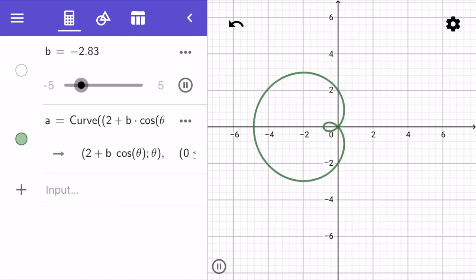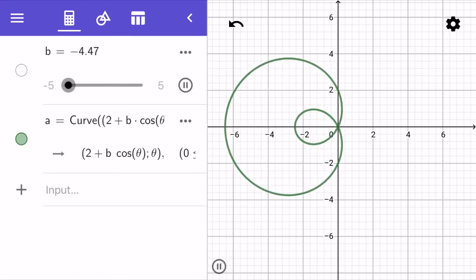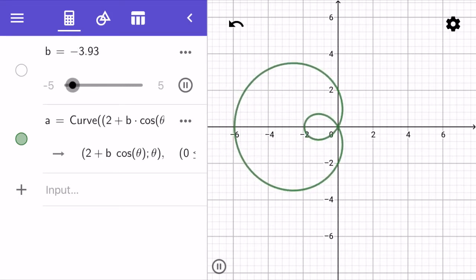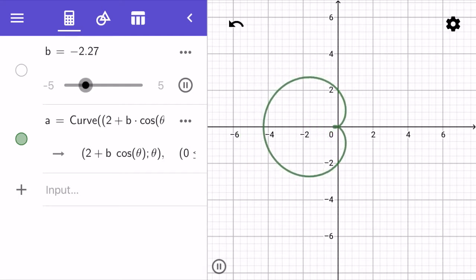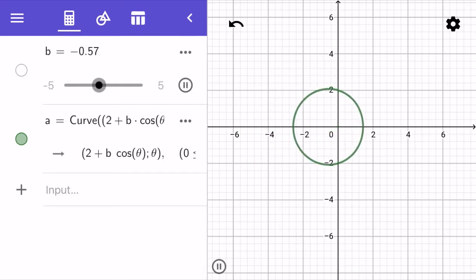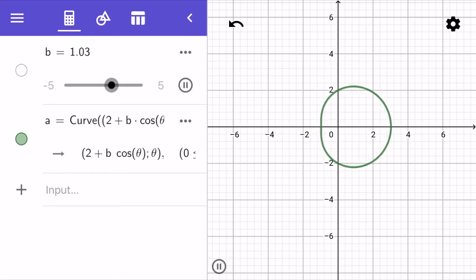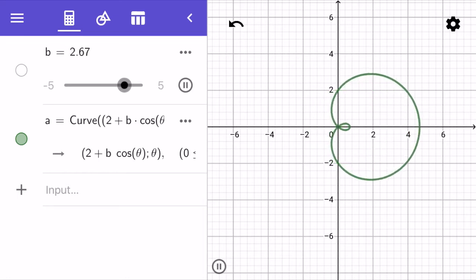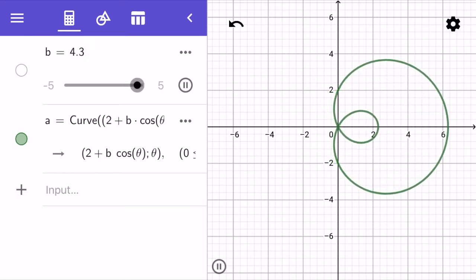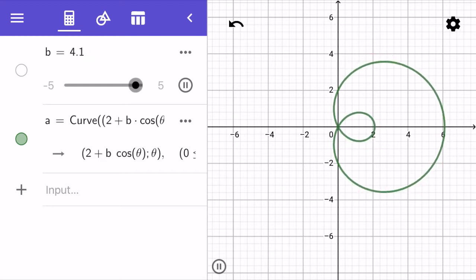So b equals -2, we get the cardioid. As b gets larger in the negative direction, we get a limaçon with a larger inner loop. And we should be able to see as b gets back to 0, we get the circle, cardioid at b equals 2, limaçon with growing inner loop as b gets closer to 5.